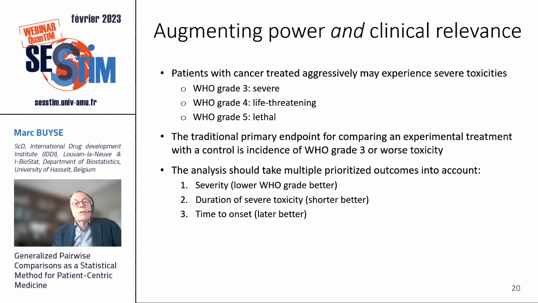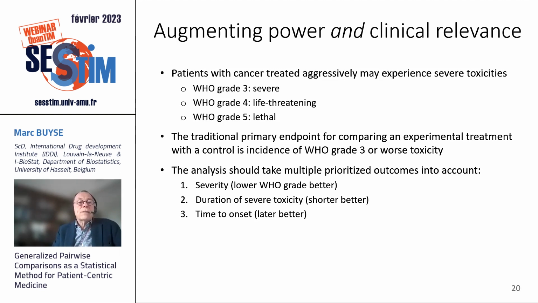Here, for this particular example, the traditional primary endpoint for comparing a treatment to a control is to look at the incidence of grade 3 or 4. In this case, there were no deaths, but grade 3 to 5, let's say grade 3 or worse toxicity. And just looking at the incidence means you have to do a comparison between two proportions: the proportion of patients who got grade 3 or worse in one group versus the same proportion in the other group. And this, of course, is a feasible analysis, but it's not terribly sensitive, because comparing proportions, as we all know, is not a sensitive test.